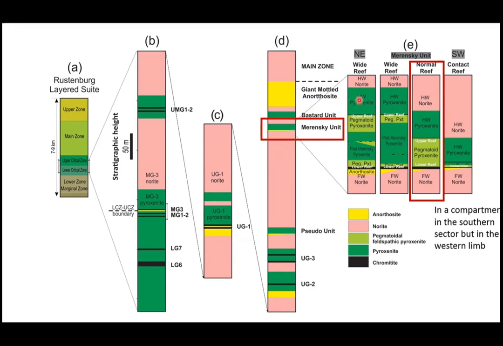The Merensky unit is a package of pyroxenite hosted by feldspathic rocks of the upper critical zone. There is normal pyroxenite at the top of the unit, which we call hanging wall pyroxenite or normal pyroxenite thereafter. The Merensky reef is the metasomatized basal part of this normal pyroxenite. It is usually pegmatoidal and feldspathic, but it is bounded by lower and upper chromitite seams in an idealized section, which we call the normal reef.